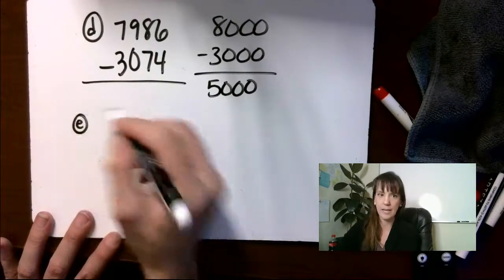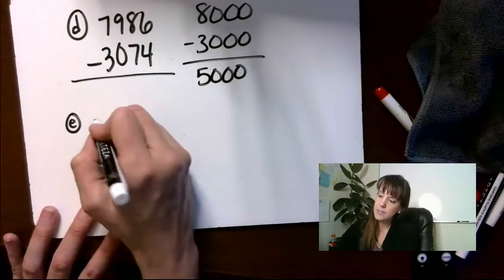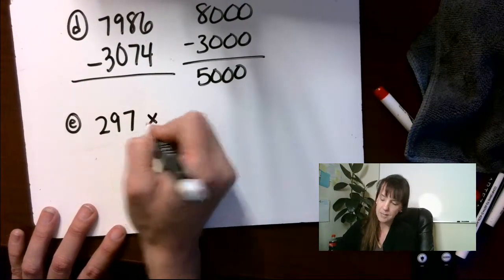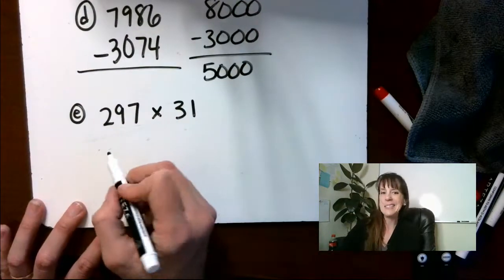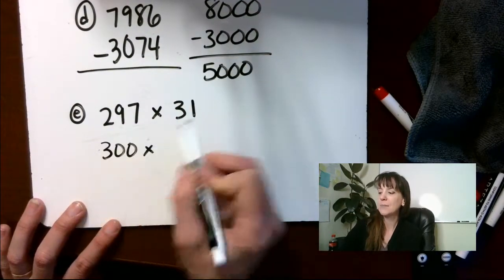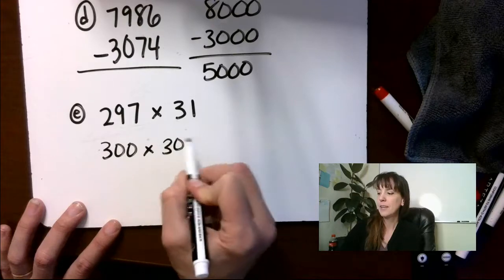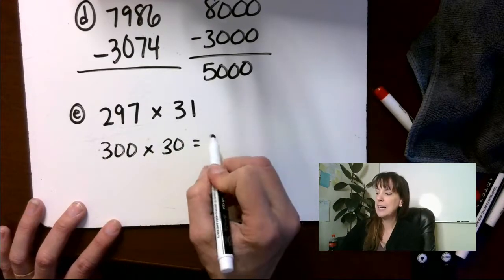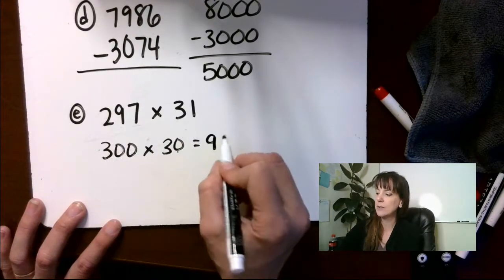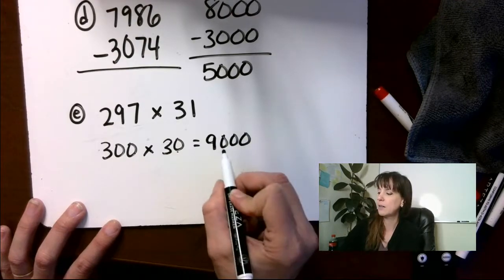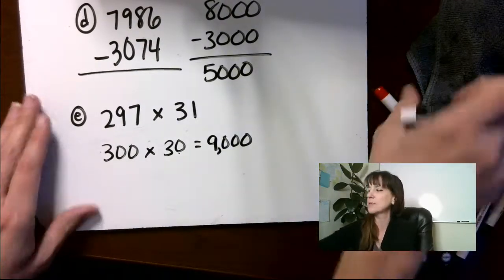All right, so let's try E. 297 times 31. Let's say that this is 300 times, and I'm gonna round this guy down to 30. We know 3 times 3 is 9 with 1, 2, 3 zeros. 1, 2, 3 zeros, that means a comma here. So about 9,000.